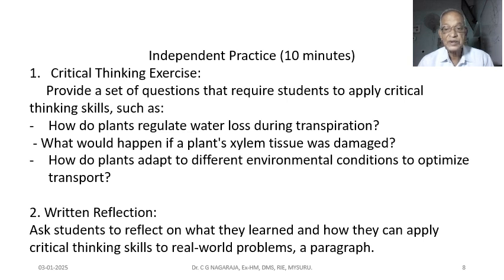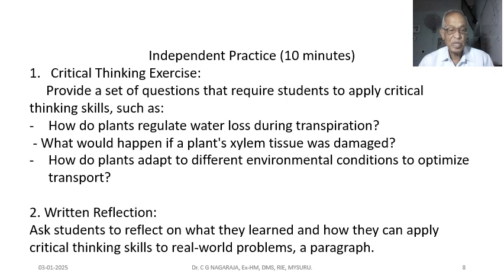How do plants adapt to different environmental conditions to optimize transport? Transport should happen. So there may be extremes of temperature and rainfall, and all different kinds of extremities that will happen in nature. How do plants manage that? Their transporting plants. You can make children think on that.